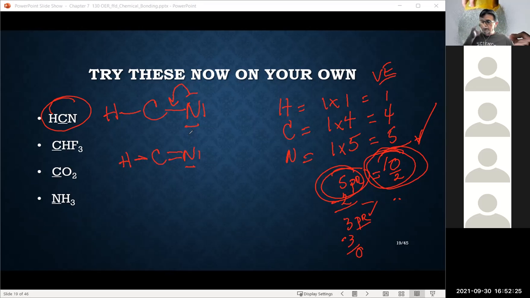Now, nitrogen is still happy. Nitrogen still has 8 electrons around it. We got 2 that are not bonded and 2 that are bonded, okay? But carbon, how many electrons do you see around carbon right now as written for the second diagram I wrote? How many electrons are on carbon right now? 6. 6. So again, we have no octet. Nitrogen's good, hydrogen's good. So what do we do?